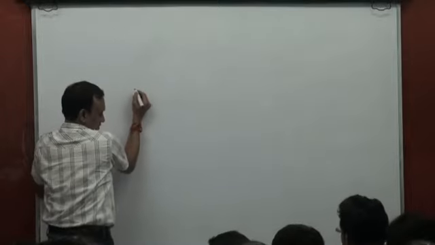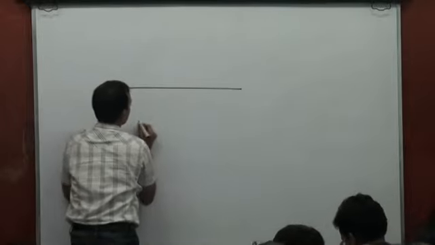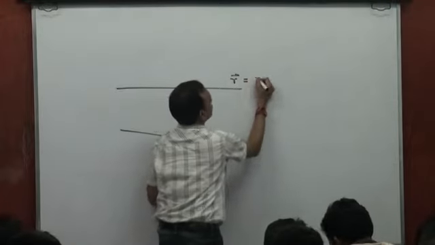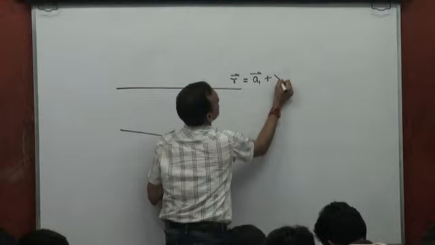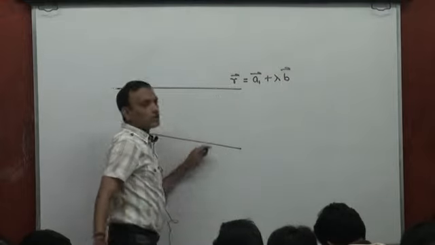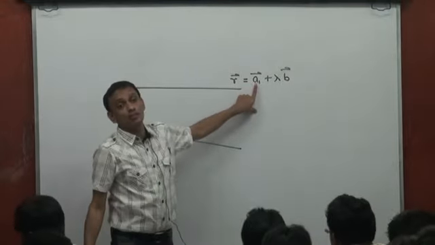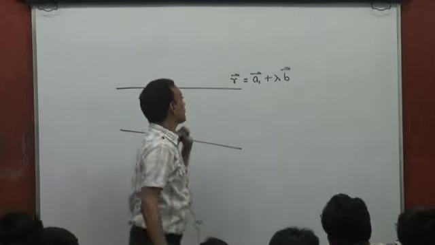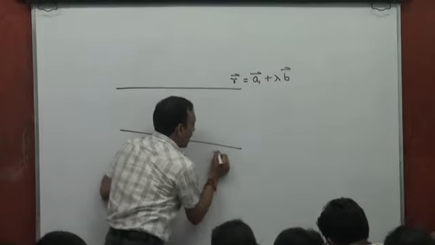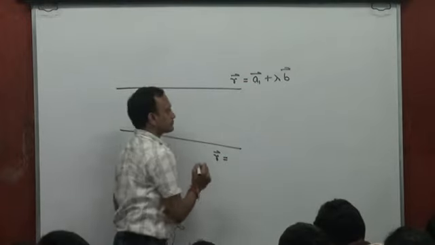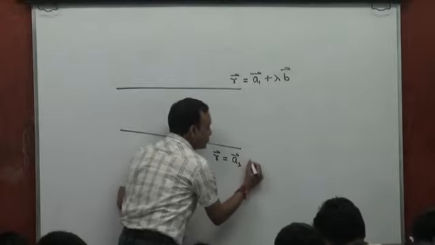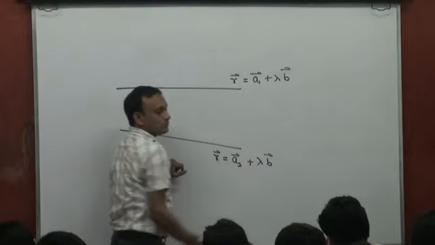Two parallel lines. Let's say one line is r equal to a1 plus lambda b. This is a line that passes through a point whose position vector is a1 and is parallel to b. Let's say this is another line r, which passes through a point whose position vector is a2 and is parallel to b.